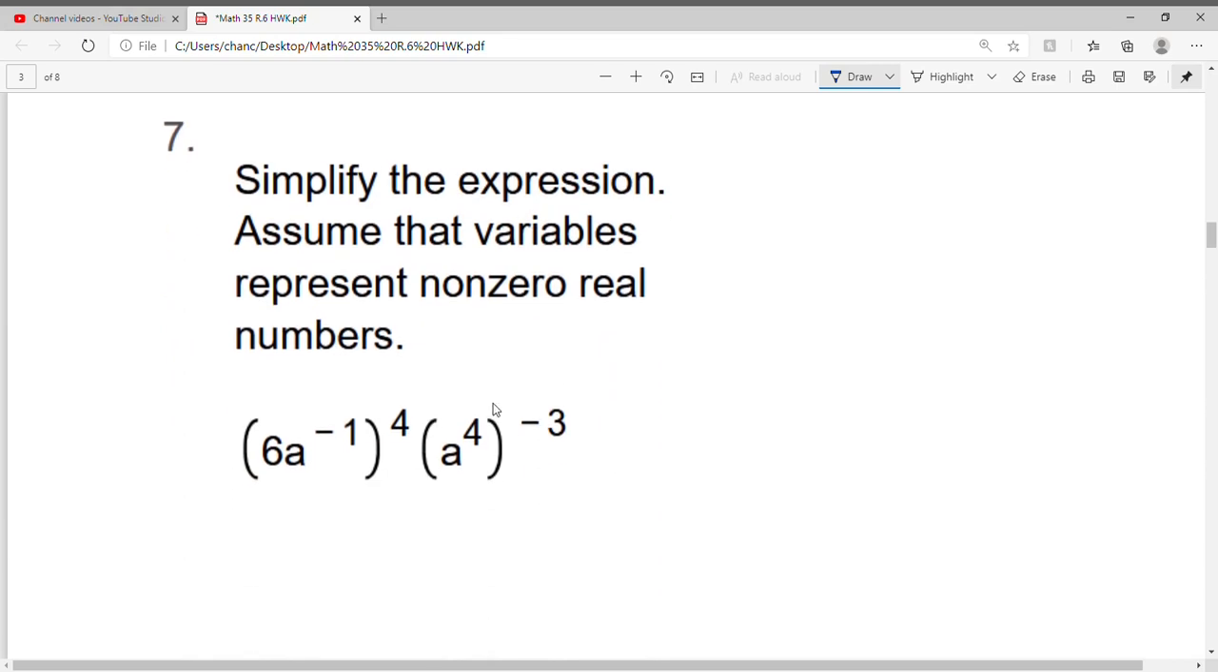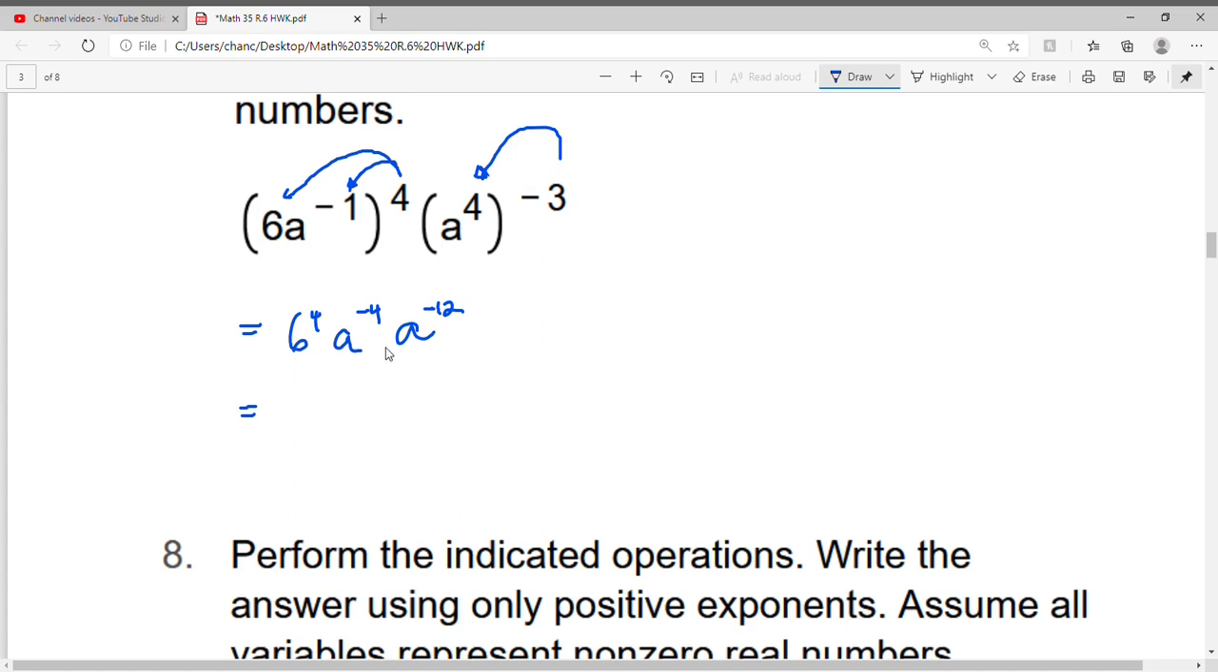Question number 7. Let's simplify the expression. Let's distribute the 4 to the 6, the 4 to the negative 1, and we'll distribute the 3 to the 4. We have this is 6 to the 4th, a to the negative 4, because negative 1 times 4 is negative 4, a to the negative 12. We have 6 to the 4th is 1,296. And now we have a to the negative 4 times a to the negative 12.